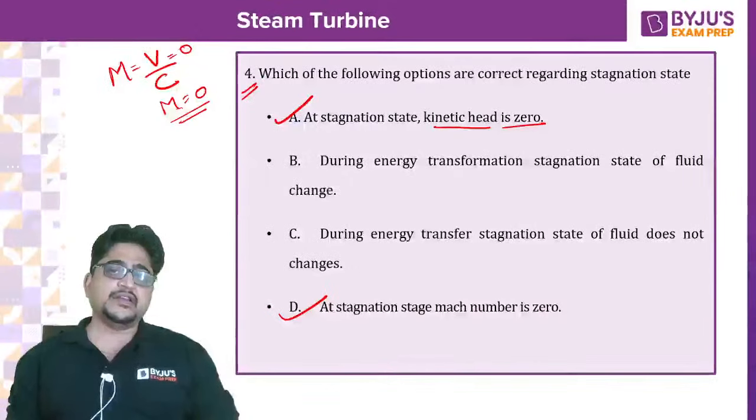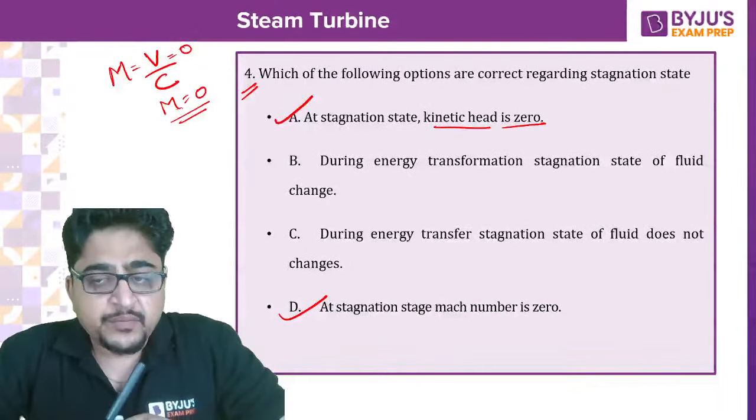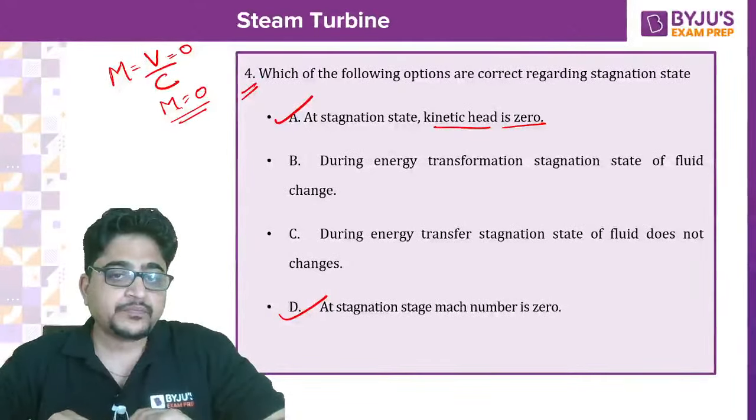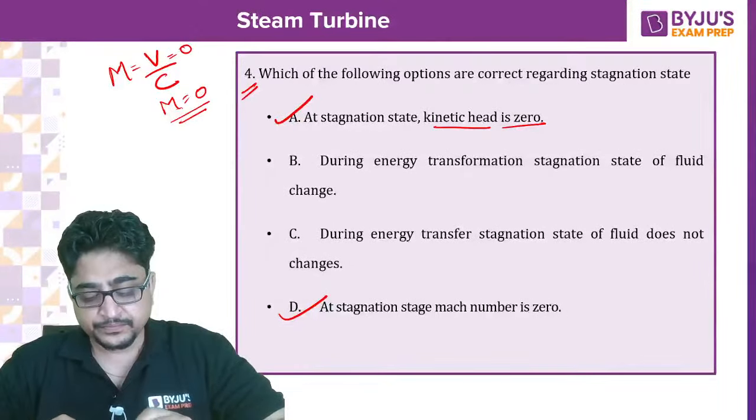Option A and D. At stagnation state kinetic head is 0. At stagnation state Mach number is 0. So for question number 4, option number A and D both.